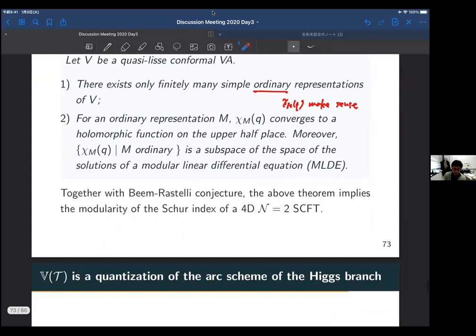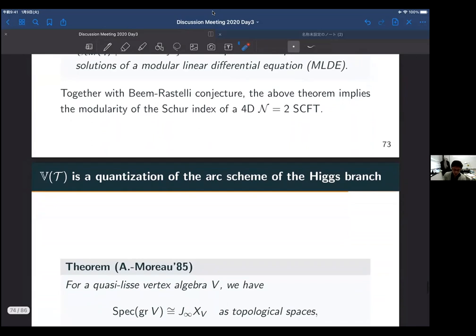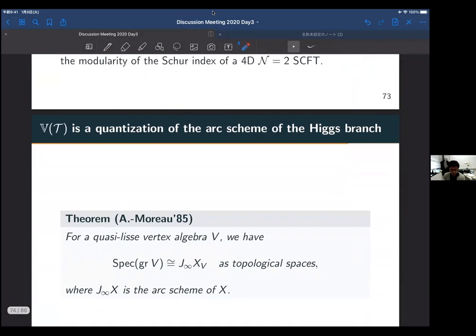Now, we can say more about quasi-lisse vertex algebras. For a vertex algebra, there's always a canonical filtration, and the associated graded is a commutative algebra, and you can consider its spectrum. If V is quasi-lisse, this is isomorphic to the arc scheme of the associated variety as a topological space. So in other words, a vertex algebra coming from a four-dimensional theory is a quantization of the arc scheme of the Higgs branch.